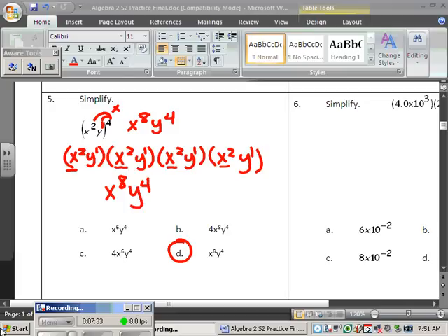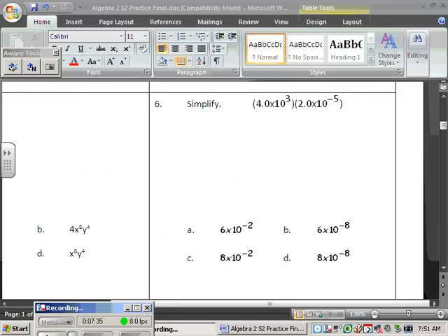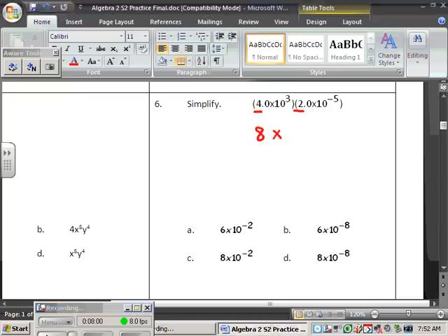Let's move to number 6. For number 6, you're multiplying two numbers written in scientific notation. So 4 times 10 to the 3rd times 2 times 10 to the negative 5th. So these are two actual numbers that just have been rewritten in scientific notation that we want to multiply together. So what you do is the part that you actually multiply is the 4 and the 2. So that would be 8 times 10.